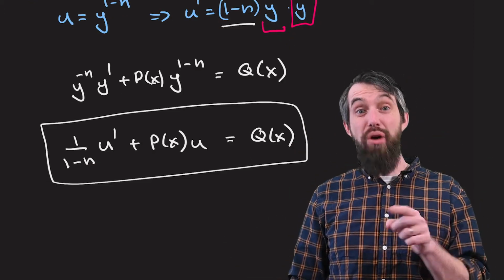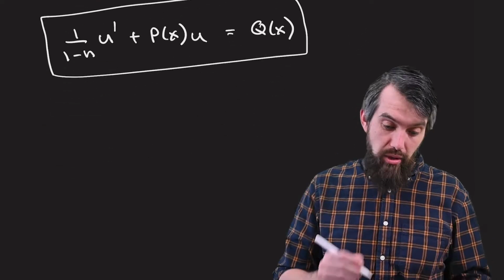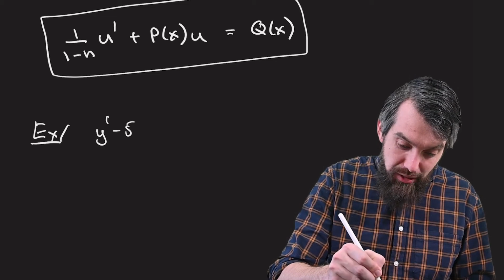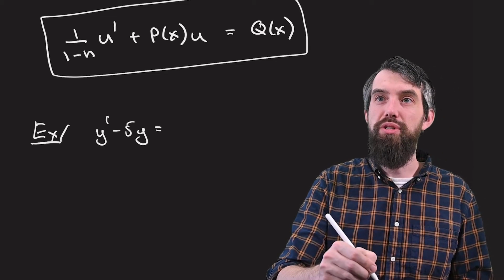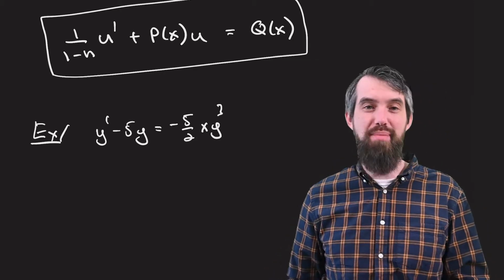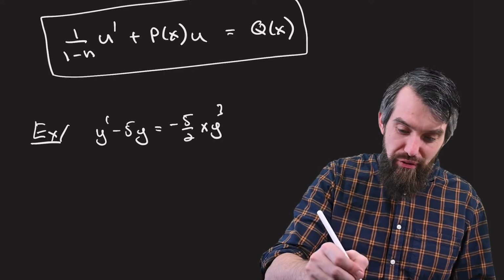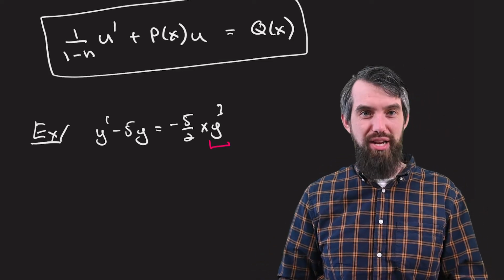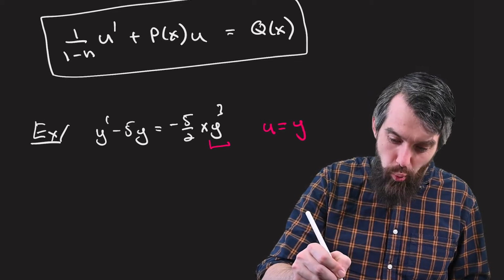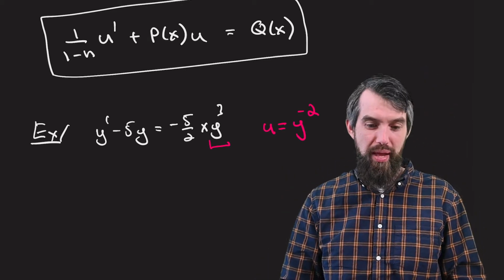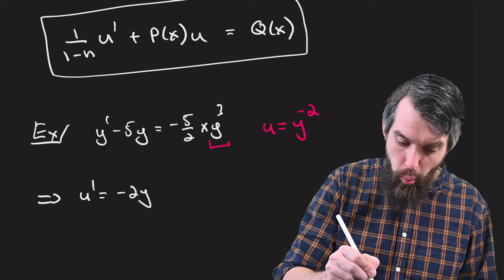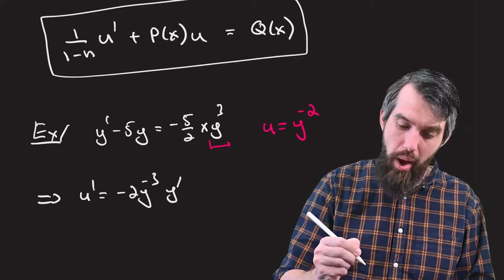Okay, so let's see how this works out in a concrete example. So I'm going to do, as an example, the following. Y prime minus 5 times y is equal to minus 5 halves x y cubed. That's my messy expression. And so what I observe here is that this is a Bernoulli equation with y cubed. And so what I want to do for my change of variables is u is y to the minus 2. I then continue the method, which first involved taking a derivative. So this is minus 2 y to the minus 3 times y prime.